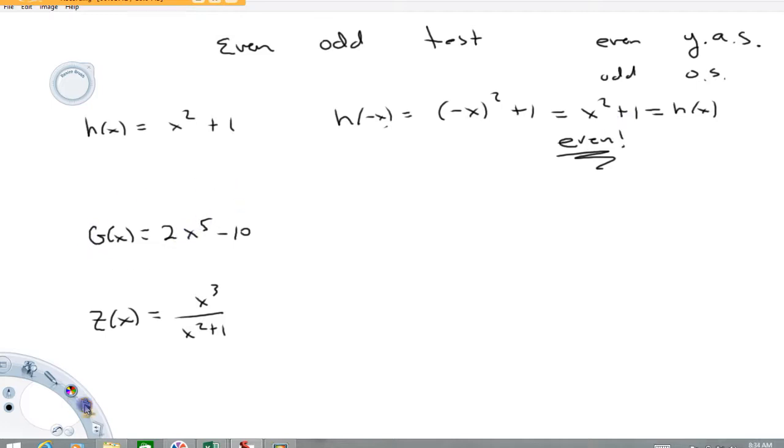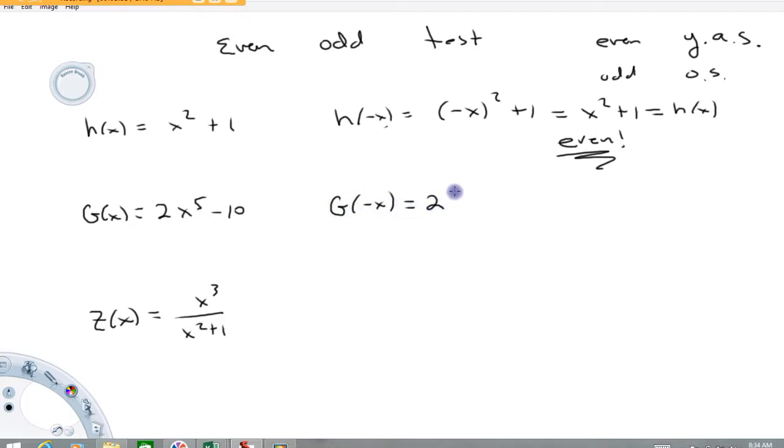All right, let's test this one. Let's move this up a little. All right, let's have a look-see. So we're going to take a look at g of minus x. That's going to read 2 times minus x to the 5th minus 10. Now this minus sign to the 5th power is still negative, so this is equal to negative 2 times x to the 5th minus 10. This is not equal to g of x, right? G of x is the positive 2x to the 5th minus 10. This is minus 2x to the 5th minus 10.